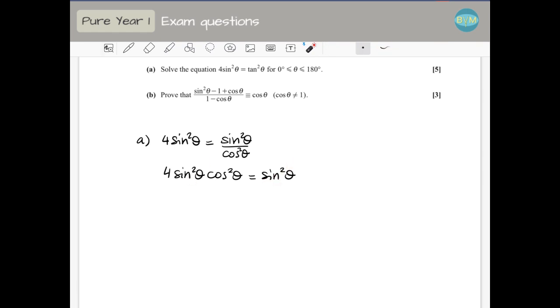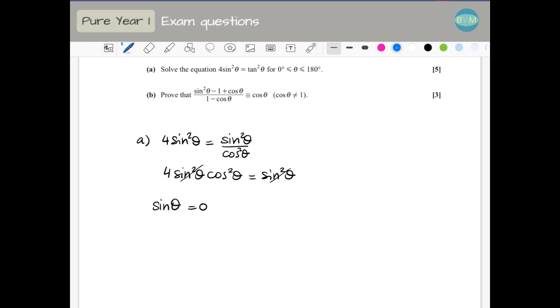It's very tempting to cancel it, but you have to be very careful when you cancel something that has a variable. If you have a number 4 and 4, you can cancel. But if it has a variable like theta, you have to be careful, because one solution to this equation would be if sine theta is 0. So if you cancel that, you are going to forget about that solution. So you have to be careful. If you cancel, check if this can be 0. Because when sine theta is 0, this equation is true. So I can cancel, but then I have to write that sine theta can be 0.